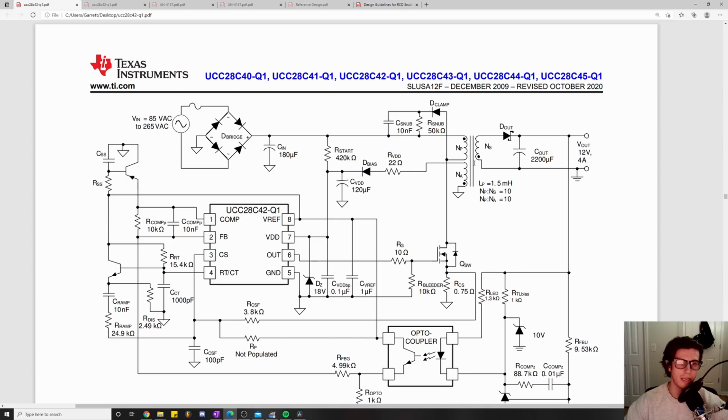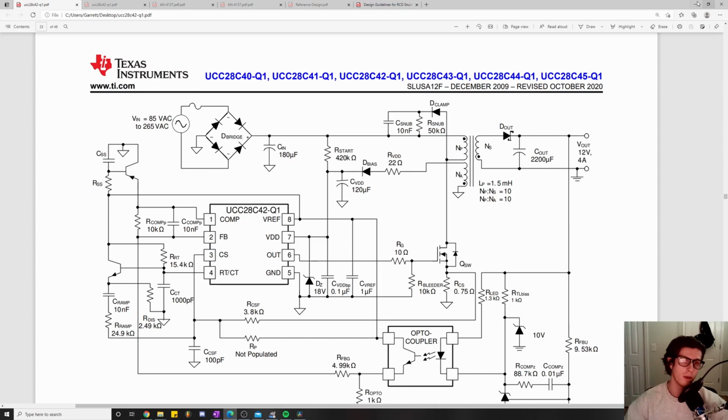So that's where the ringing comes from, and in order to prevent that ringing, we put a resistor between the two, and then it dissipates the power and dampens the ringing. So that's just kind of how that works right there.